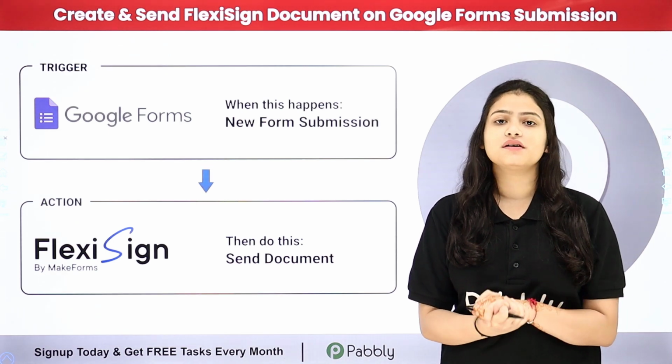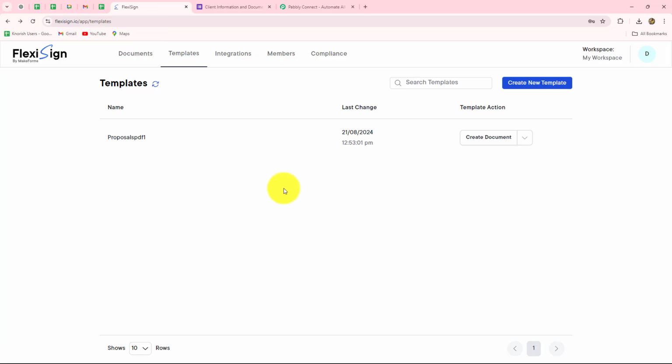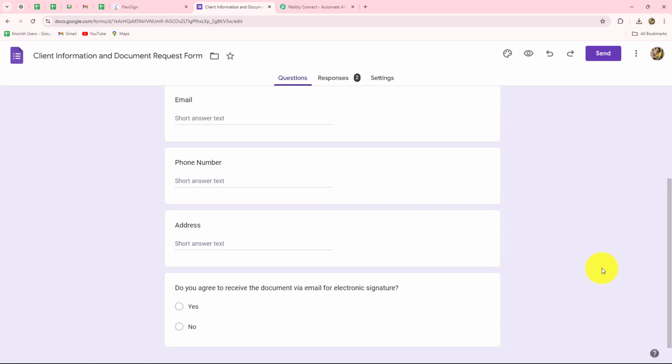So if you also want to learn this amazing automation step by step, for that you have to come towards my screen. Welcome to my screen, everyone. So in this video we are going to learn step by step how we can automatically send FlexiSign document for e-signature to our clients whenever the client submits the form in Google Forms.